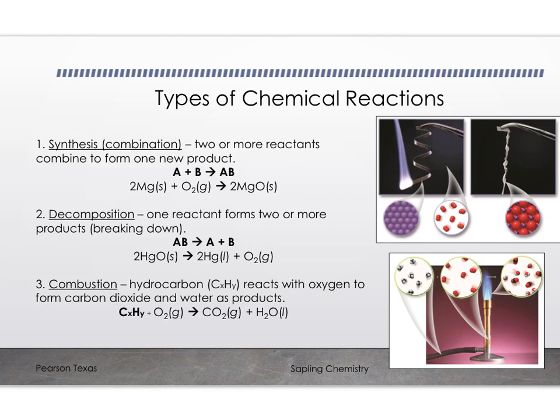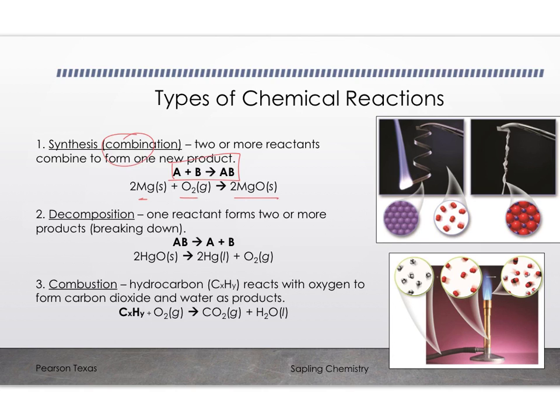There are 5 types of chemical reactions. The first one is known as a synthesis or a combination. This is where 2 or more reactants combine to form one new product. So this is represented by the skeleton A plus B yields AB. So we have 2 single elements that will combine to create a compound. So they are combining, hence the combination, combining to make one product.